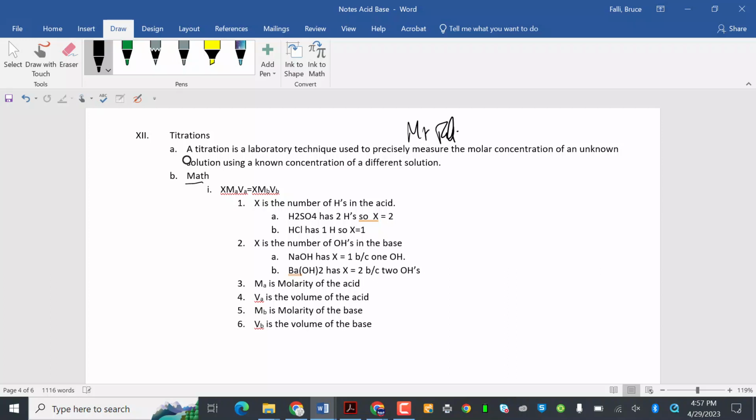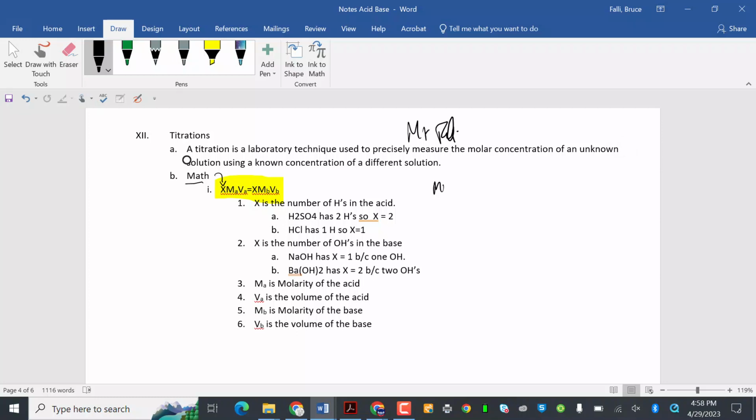Math: XMAVA equals XMBVB. Those of you who are non-believers out there and go to Khan Academy or whatever, this is a Mr. Folly special, this X thing. I did this because people often forget about the X part, and I'll show you that.